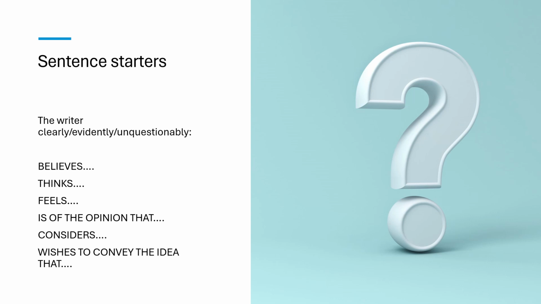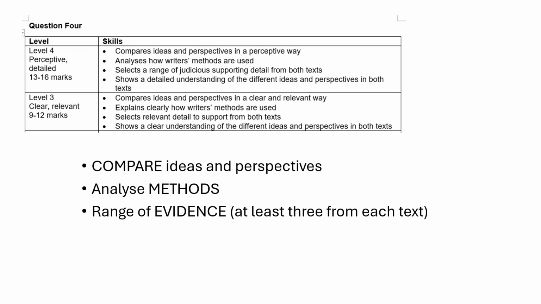This is all focused on ideas and perspectives. What does the writer think and believe? So those sentence stems are really useful for this question. This is the mark scheme for question 4. And the key here, you need to do 3 things. You need to compare all the way through. You must analyse the methods, whether that's keywords or devices, and you must use a range of evidence. And by a range of evidence, I would suggest at least 3 quotations from each text for your 16 marker.